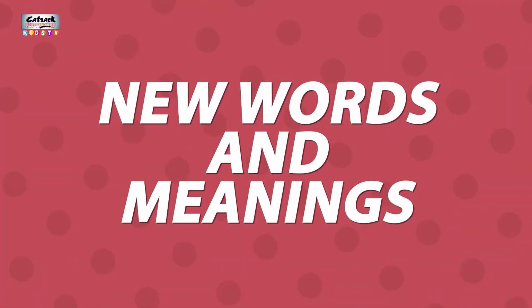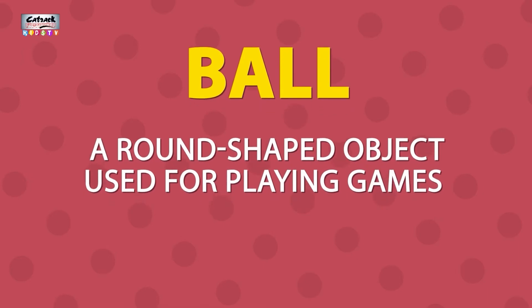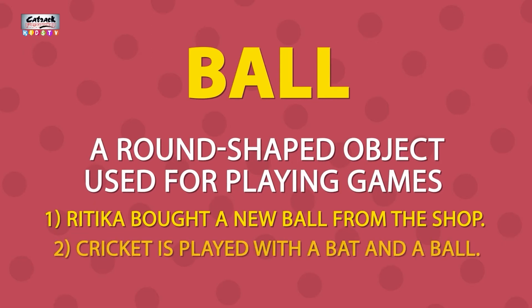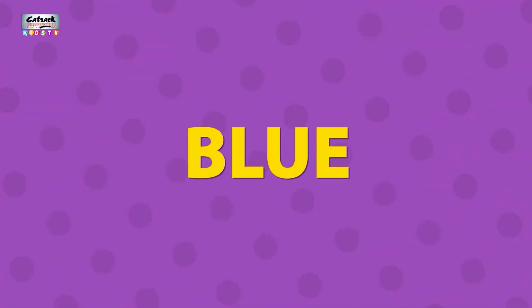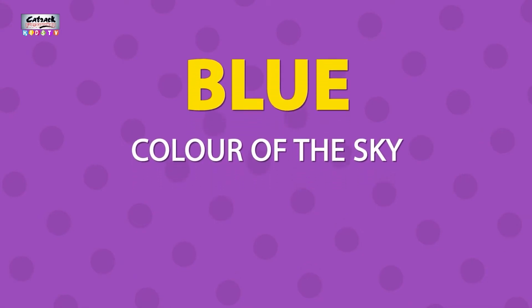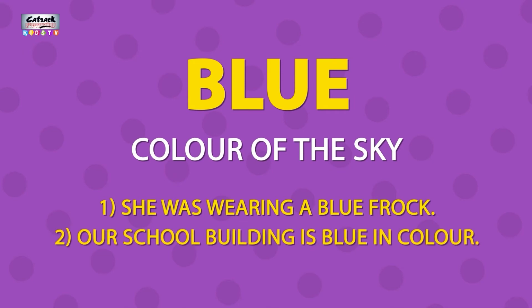Let's know the meaning of few words from this chapter. Ball, a round-shaped object used for playing games. Example sentences. Number 1. Ritika bought a new ball from the shop. Number 2. Cricket is played with a bat and a ball. Blue, color of the sky. Example sentences. Number 1. She was wearing a blue frock. Number 2. Our school building is blue in color.